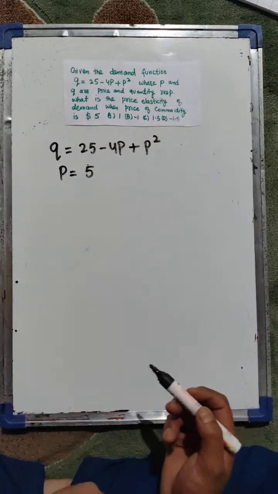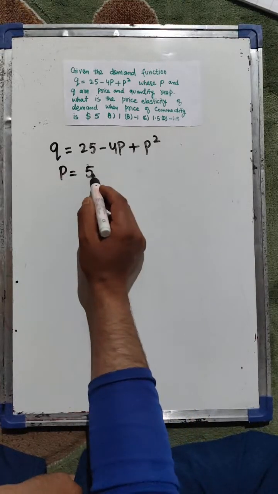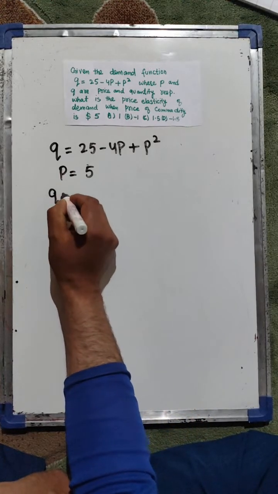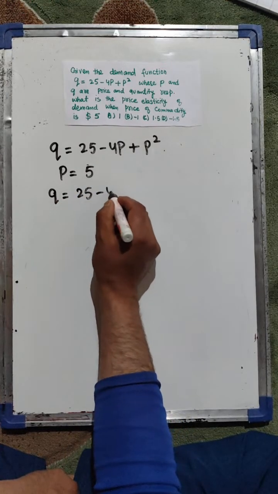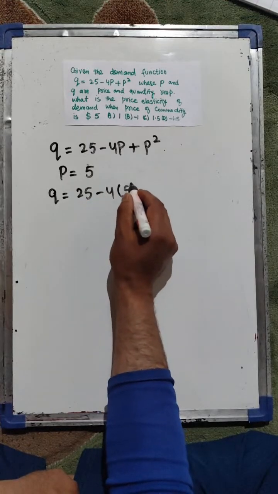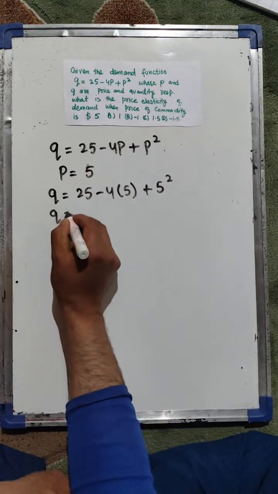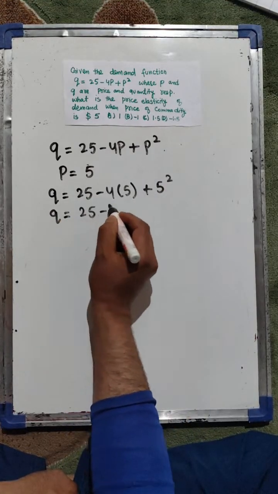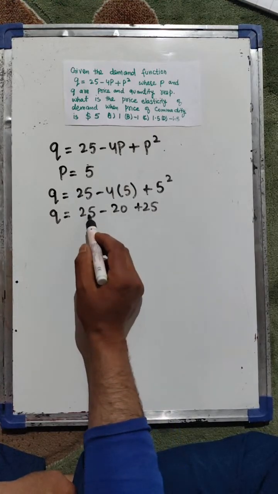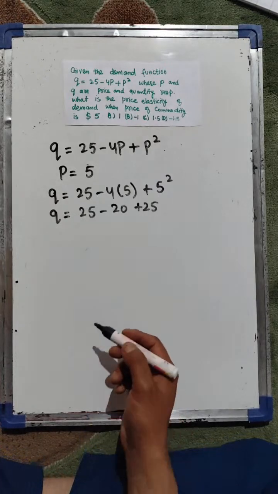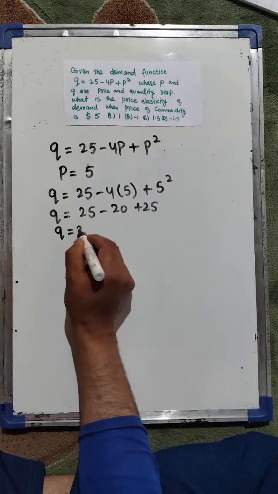Okay. Now let us first find out the quantity. So quantity demanded when price is equal to 5. So we have Q will be equal to, plug 5 in this equation. So we have 25 minus 4 times P, which is 5, plus P square, means 5 square. So quantity demanded will be equal to 25 minus 20, then we have 25 plus 25 is 50 minus 20 is 30. So we get quantity demanded will be equal to 30. Okay.